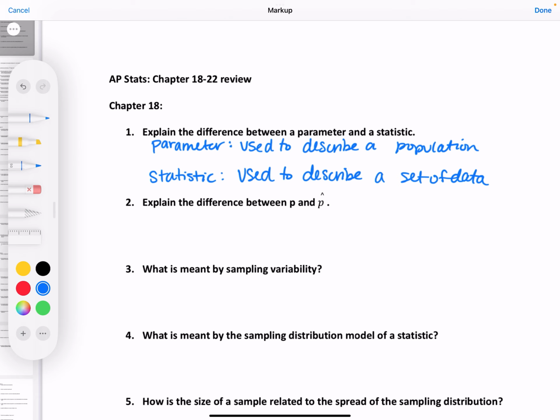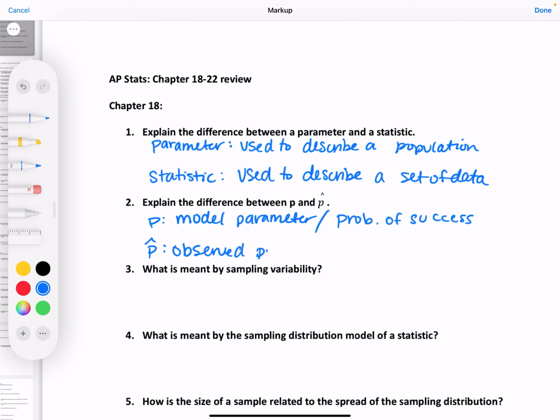Explain the difference between P and P hat. P is the model parameter, or the probability of success. P hat is the observed proportion in a sample.